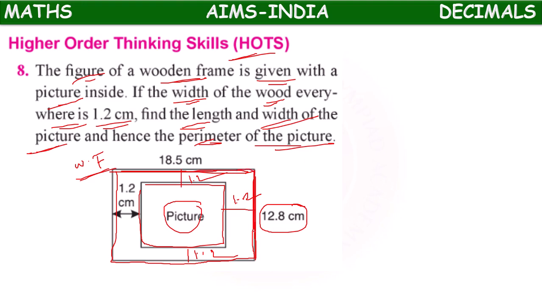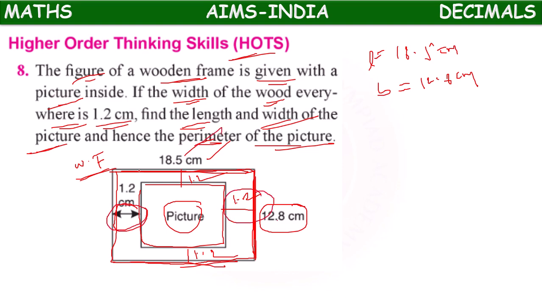Wooden frame measurements they have given. So wooden frame length 18.5 centimeter and wooden frame breadth or width 12.8 centimeter. Now what about the picture? Picture length and width they are asking and picture perimeter they are asking. This side wood portion we have to remove. This side wood portion we have to remove. From the wooden frame length, if we remove 1.2 two times, then we will get the picture length.